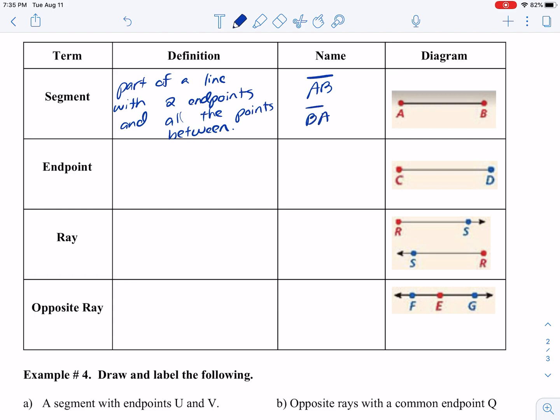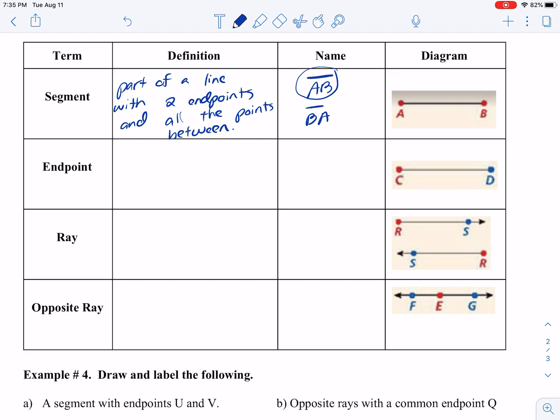Make sure for a segment, if it's a line that has 2 ends, you're naming that segment when you use the symbol of just a line without the 2 arrows on each end. So you can still have arrows and be naming a segment. You would just need to make sure you don't have the arrows above those 2 letters.